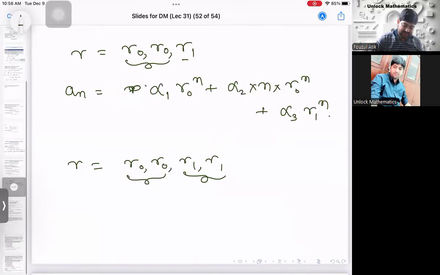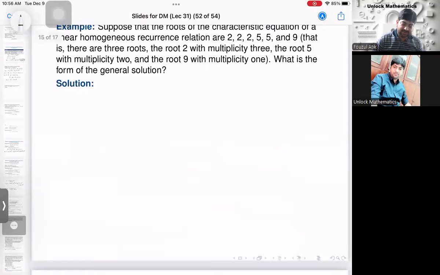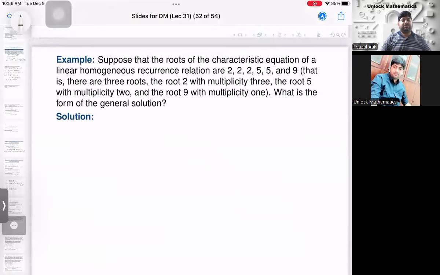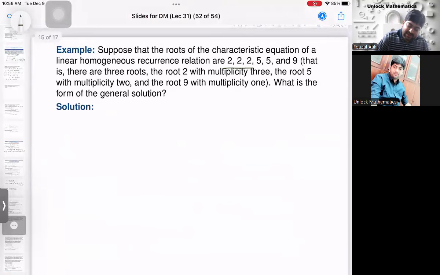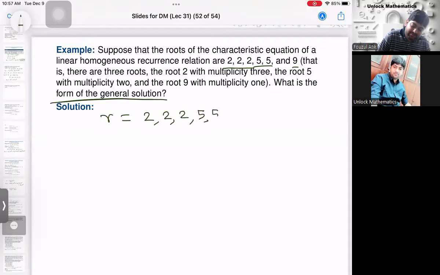So if everything is understood, the last problem for this lecture is this one. Suppose that the roots of the characteristic equation of a linear homogeneous recurrence relation are 2, 2, 2, 5, 5, and 9. That means 2 is appearing 3 times, 5 is appearing 2 times, and 9 is single. What is the form of the general solution? So basically, the characteristic roots are 2, 2, 2, then 5, 5, and then 9. What will be the general solution?